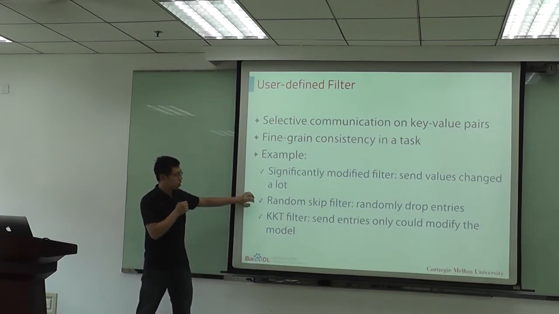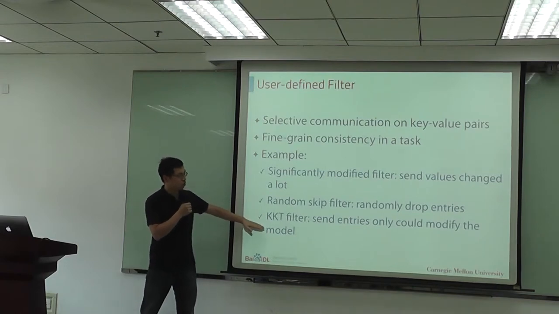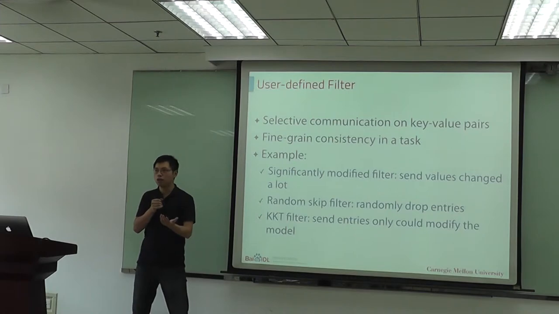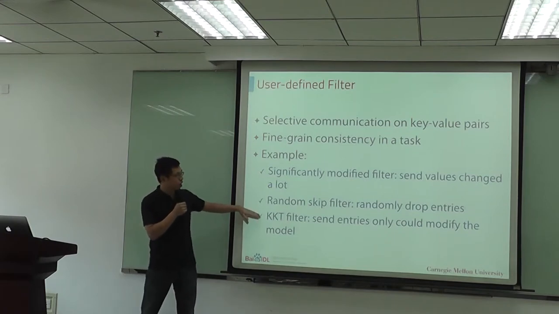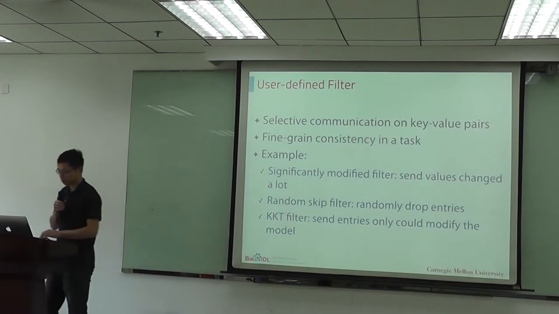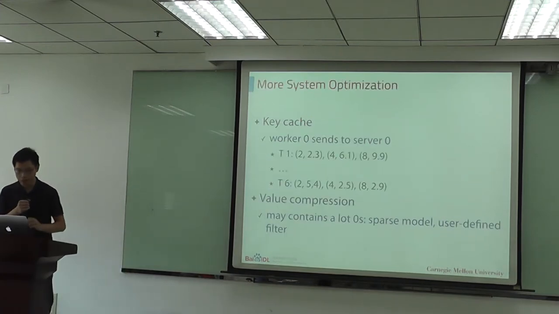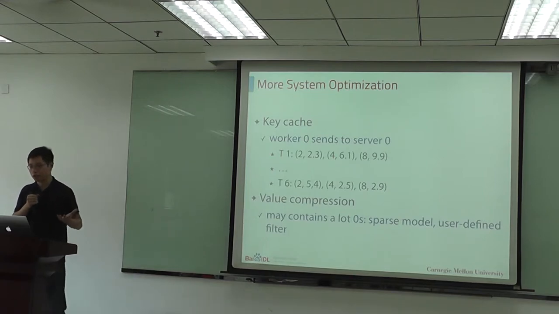This is a trick. And next, it's more interesting that we can look at the optimal conditions. If I know this weight will not change, I do not need to send it. I will show how to have this KKT filter, the reallocation. And in order to reduce the communications, we have a lot of other optimizations.